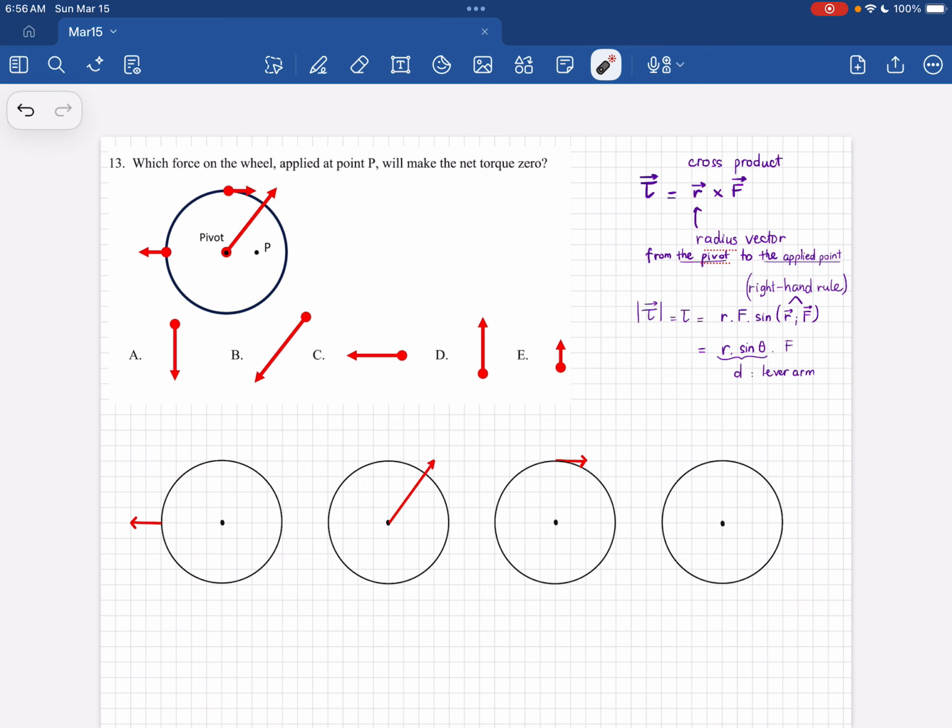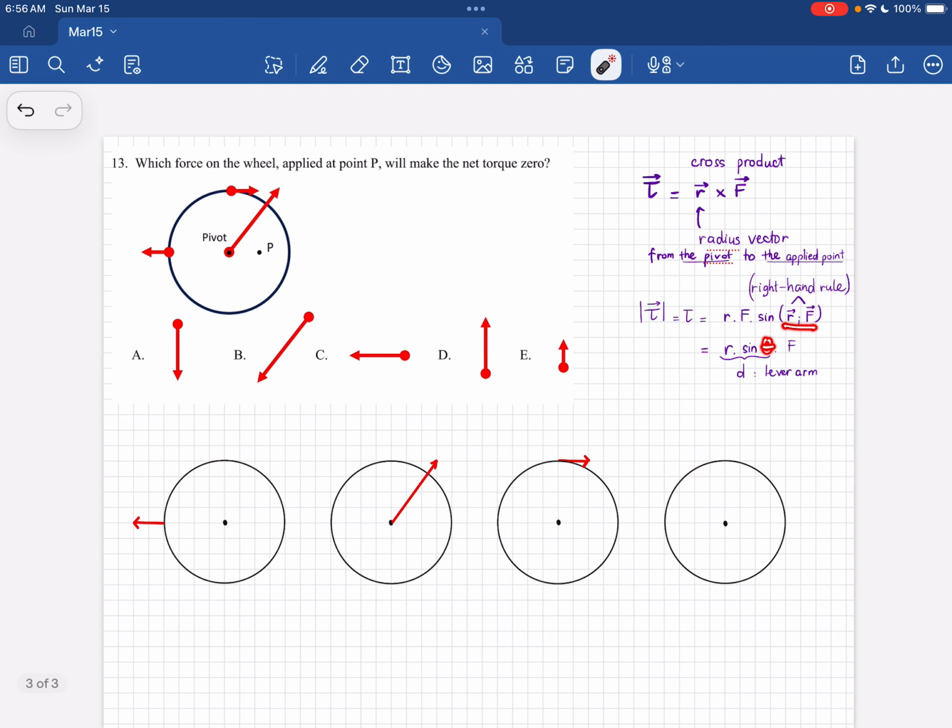What is its definition? Torque is defined as the cross product of two vectors, the radius vector and the F vector. And what is the radius vector? The radius vector is a vector that points from the pivot to the applied point of the force. By the definition of cross product, the magnitude of the torque equals the magnitude of the radius vector, times the magnitude of the force vector, times the sine of the angle between these two vectors, and we can call this angle theta.